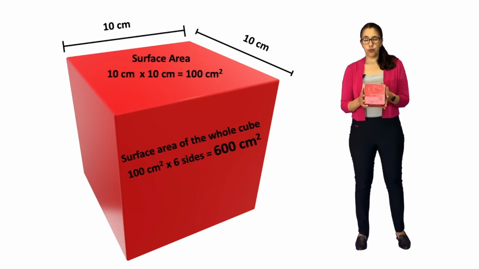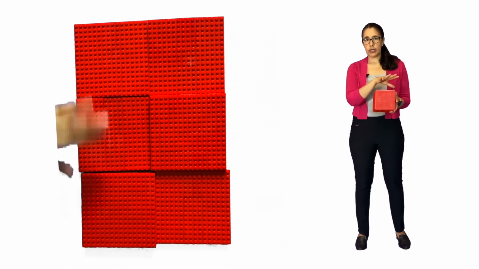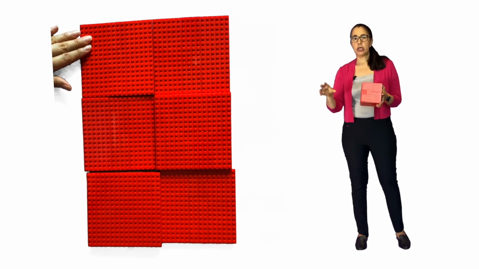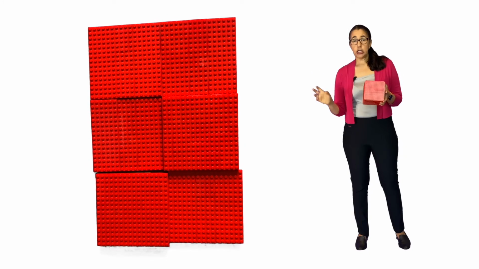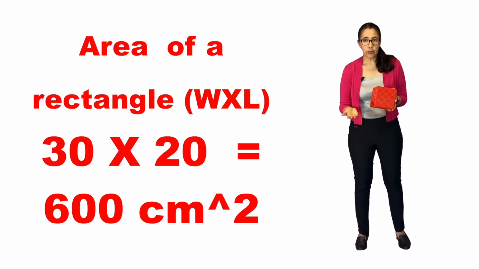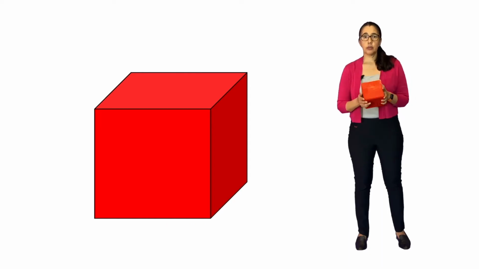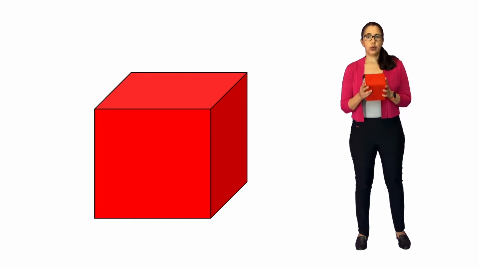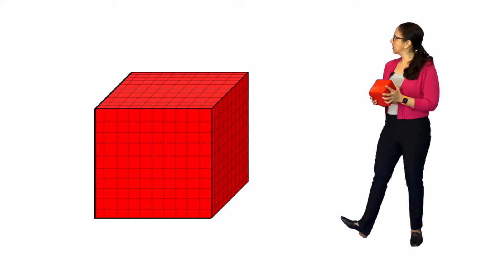If we remove these faces and we place them on a mat, we have 10, 20, 30, and then we have 10 and 20. So that would be 30 times 20, that's 600. That is clear, right? That's the surface area of this particular cube. What about if we divide this cube into smaller cubes of 1 centimeter? Let's take a look here.